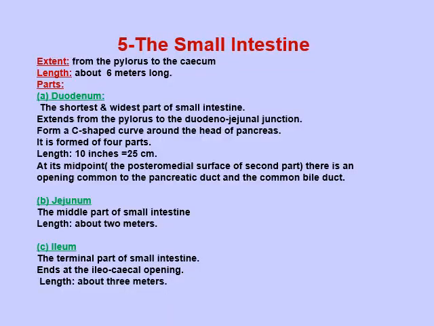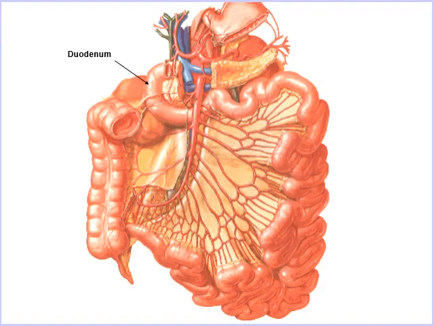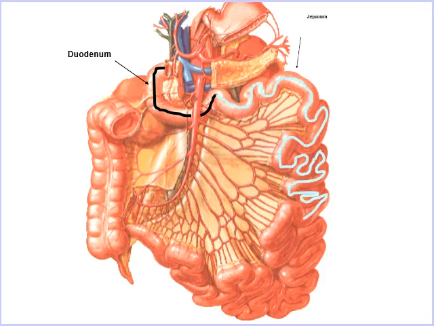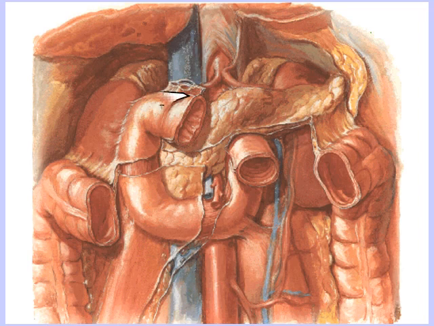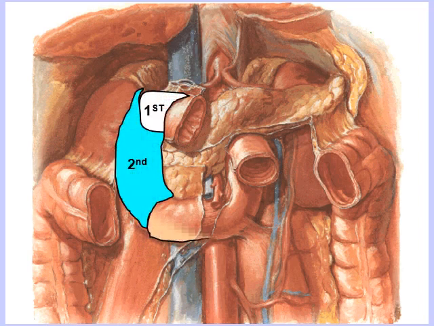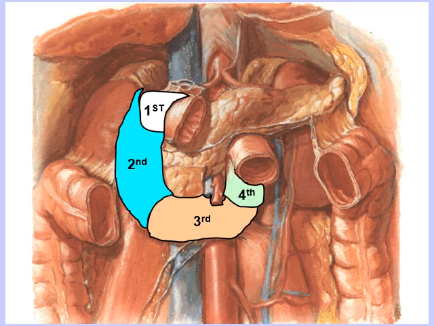Small intestine. It starts at the pylorus and ends at the cecum, about 6 meters in length, formed of duodenum, jejunum, and ileum. The duodenum is about 25 centimeters and formed of 4 parts: first, second, third, and fourth. The jejunum, which is the middle part of the small intestine, is about 2 meters. The ileum, which is the terminal part, is about 3 meters. The duodenum, jejunum, and ileum terminate at the cecum. The duodenum is formed of first part, second part, third, and fourth part.